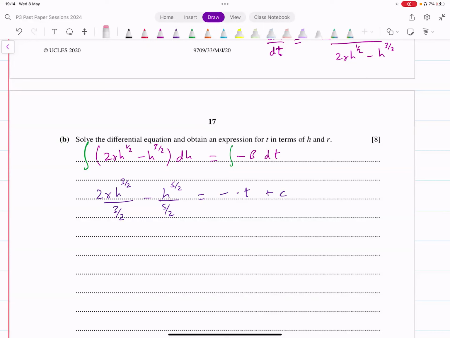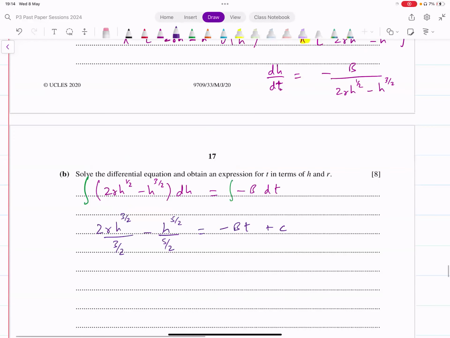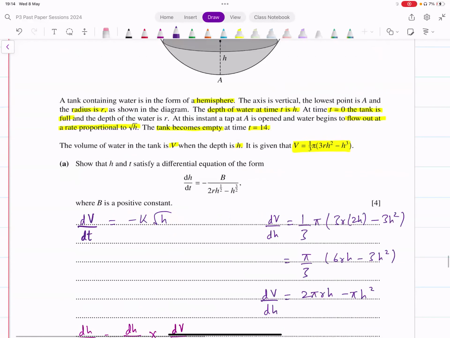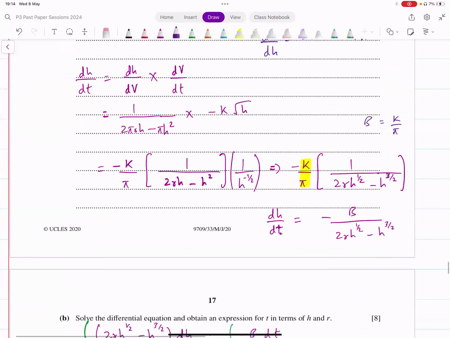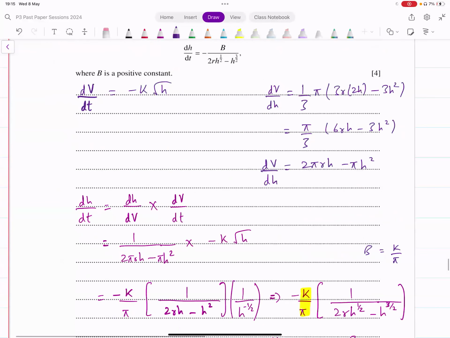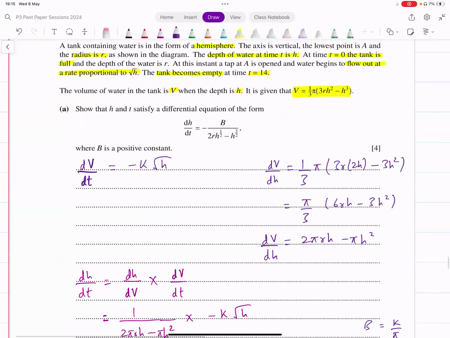Now, what do you want to find out? You want to find t in terms of h and r. We need to find the value of b and c somehow. How do you do that? What information do we have? We know that when t was 0, the tank was full, and when t was 14, the tank was empty. Let's use this condition first.